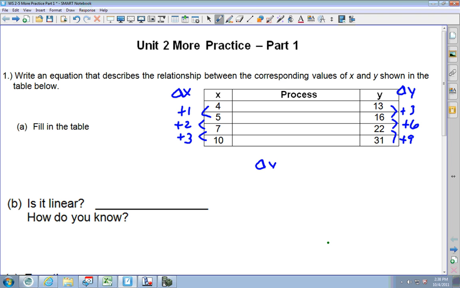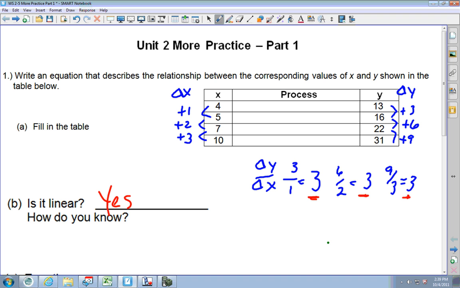Now you need to take delta y over delta x. And I go here and I take 3 over the x number, which is 1. 3 divided by 1 is 3. The next one is 6 over 2. 6 divided by 2 is 3. 9 divided by 3 is 3. Well, first off, I know that this is linear because all of these are the same. So yes, because delta y over delta x is the same, or consistent. You can say that.